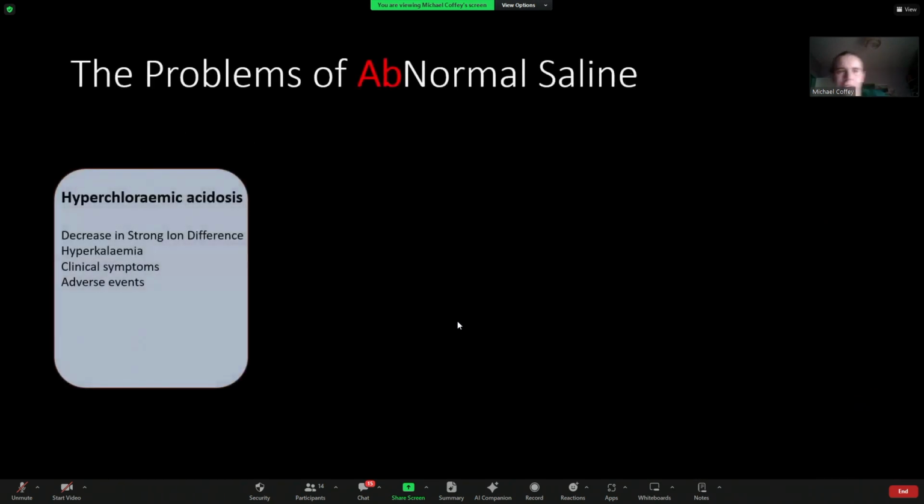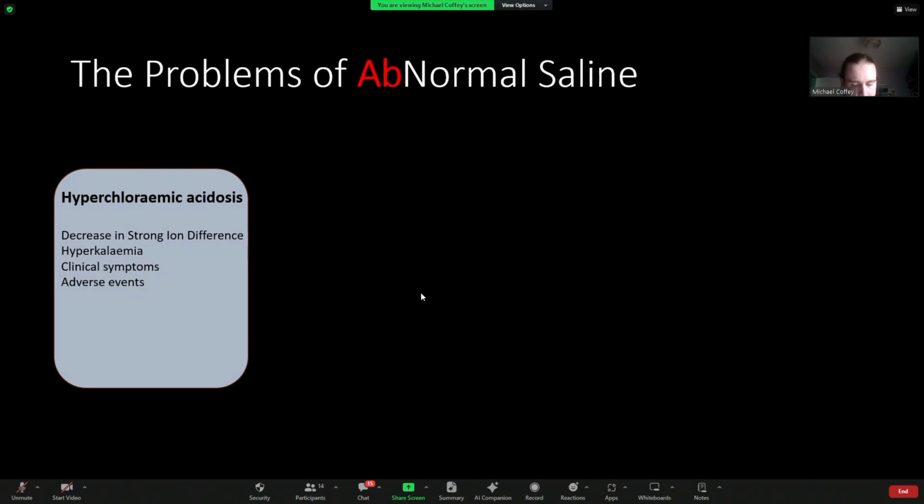So what are the issues of 0.9% saline? We know that it causes acidosis, as we chatted about, a hyperchloremic metabolic acidosis. So why is that a problem? Well, we know that acidosis has negative effects on inotropy, has an impaired response to catecholamines, increases your respiratory drive, and has other negative effects as well.